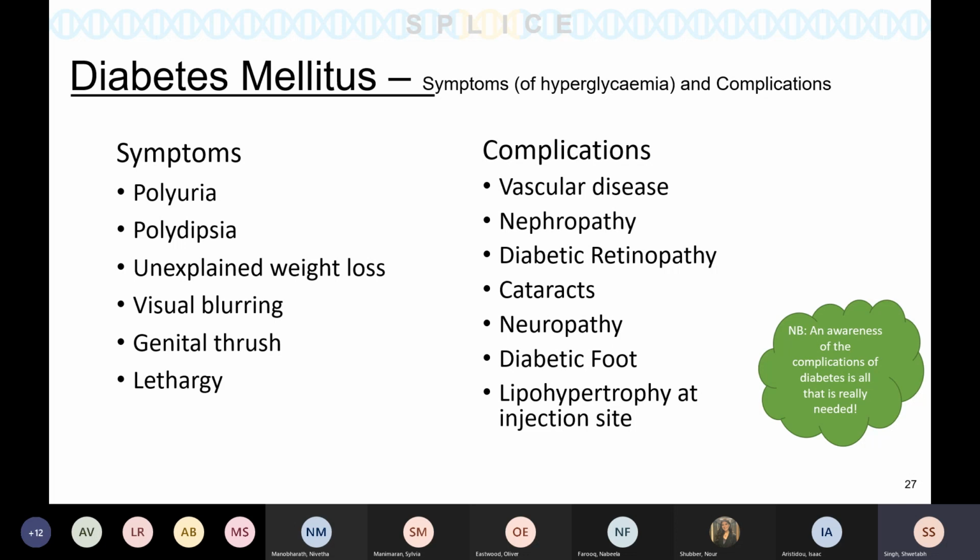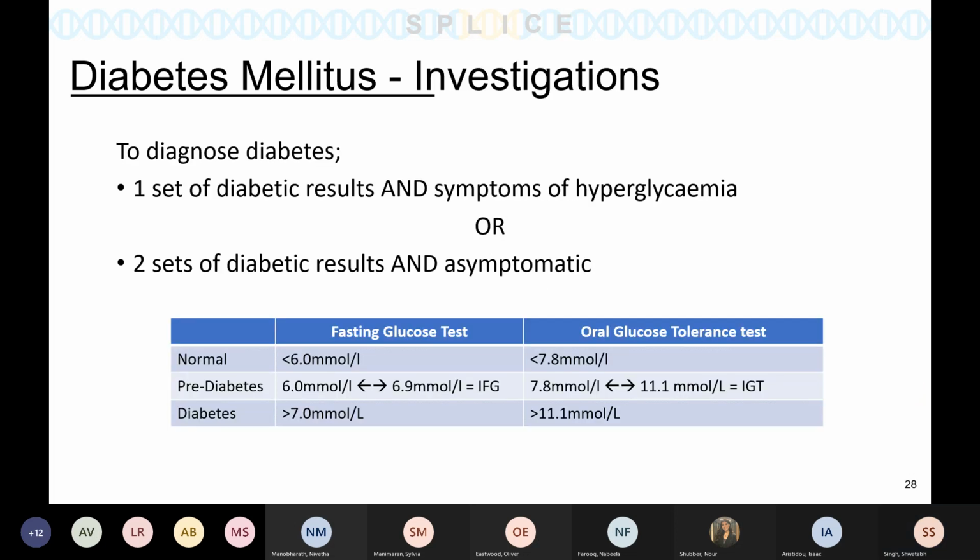So next slide, please. Thank you. To diagnose diabetes, you need one set of diabetic results and symptoms of hyperglycemia. So you're thinking lethargy, fatigue, weeing a lot, so polyuria, polydipsia, or you want two sets of diabetic results with someone who's asymptomatic. Now, if we look here, I've made a little table of all the values that you need to know. As you can see, the general trend is that pre-diabetes is a little bit less than diabetes. But this is just for you to have a little look at.